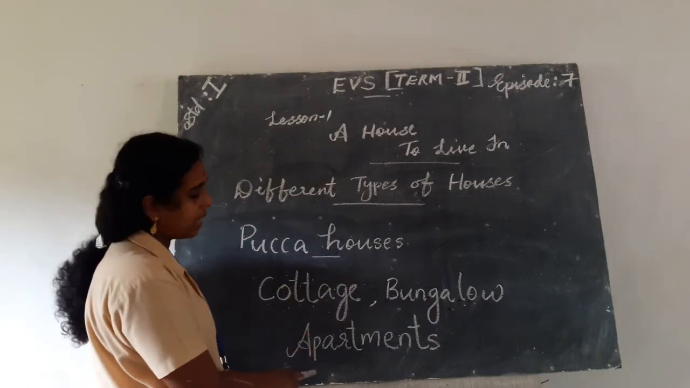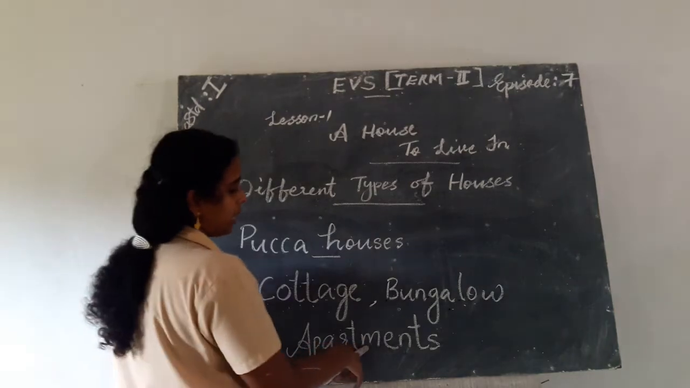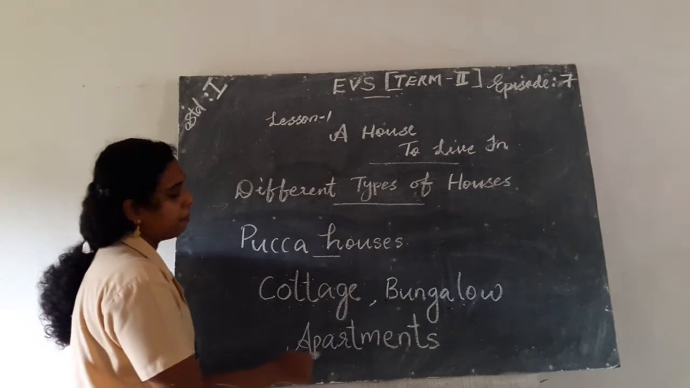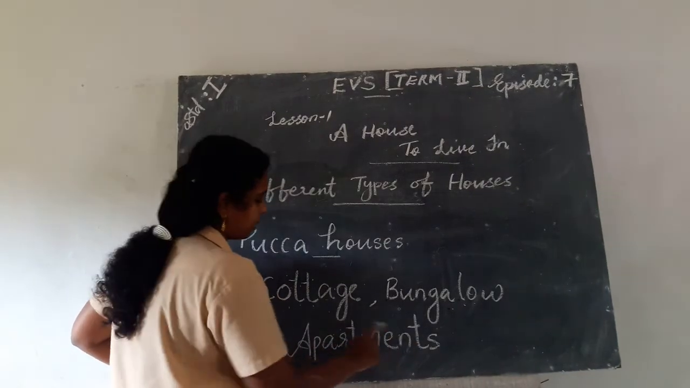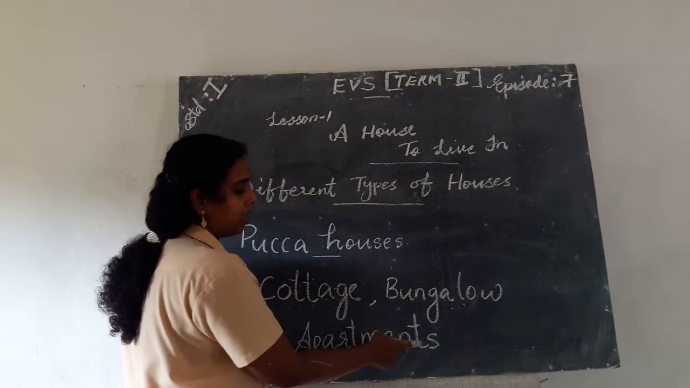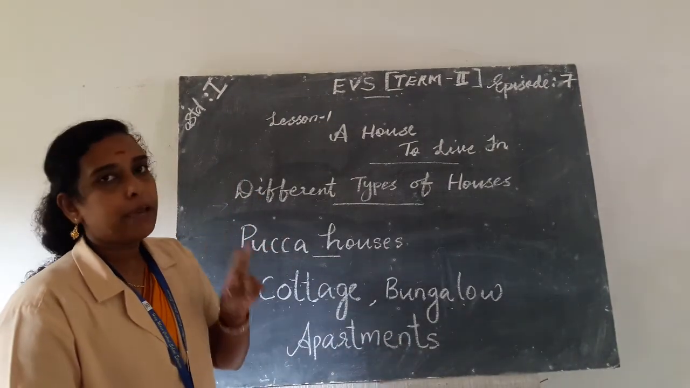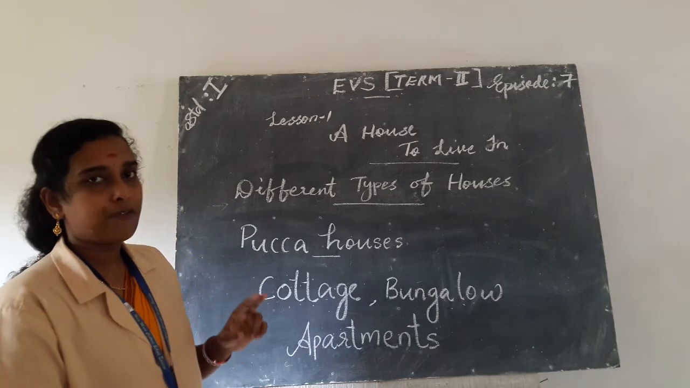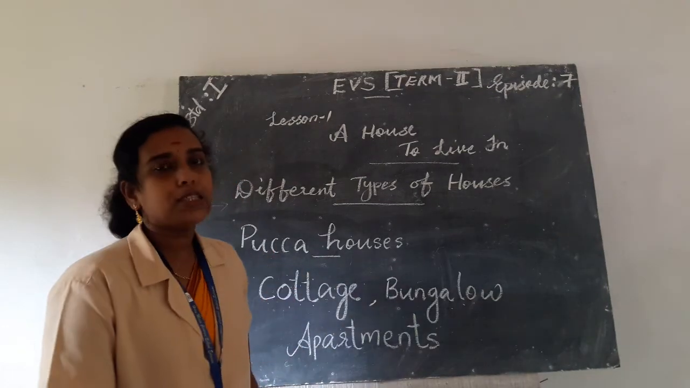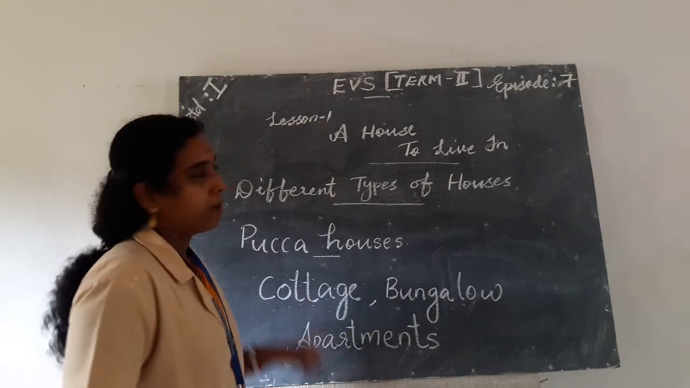Then apartments. A-P-A-R-T, apartments, M-E-N-T. Yes, apartments. So today people live in different types of houses, and the different types of houses are pakka house and kacha house. Pakka houses are cottage, bungalow and apartments.